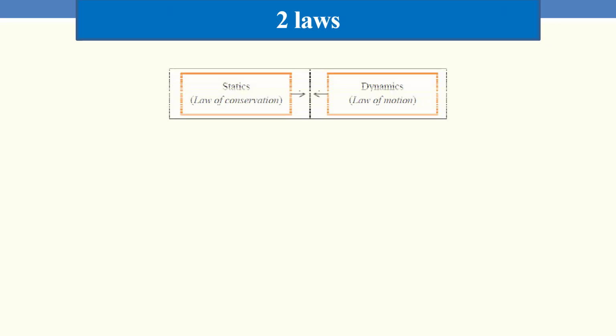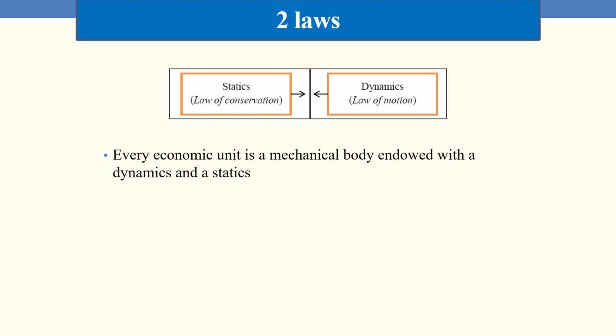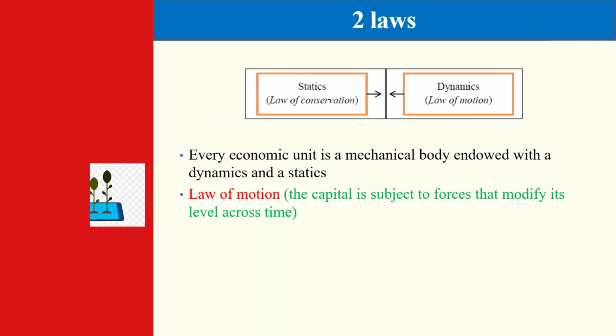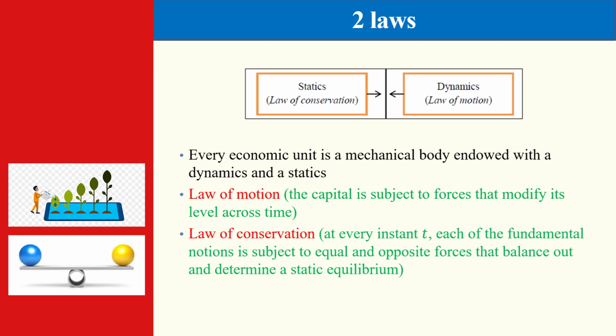Two laws, the law of conservation and the law of motion, reflect the fact that every economic unit is a mechanical body endowed with dynamics and statics. In particular, the law of motion says that the capital is subject to forces that modify its level across time, while the law of conservation says that at every instant t, each one of the fundamental ingredients, capital, income, and cash flow, is subject to equal and opposite forces that balance out and determine a static equilibrium.